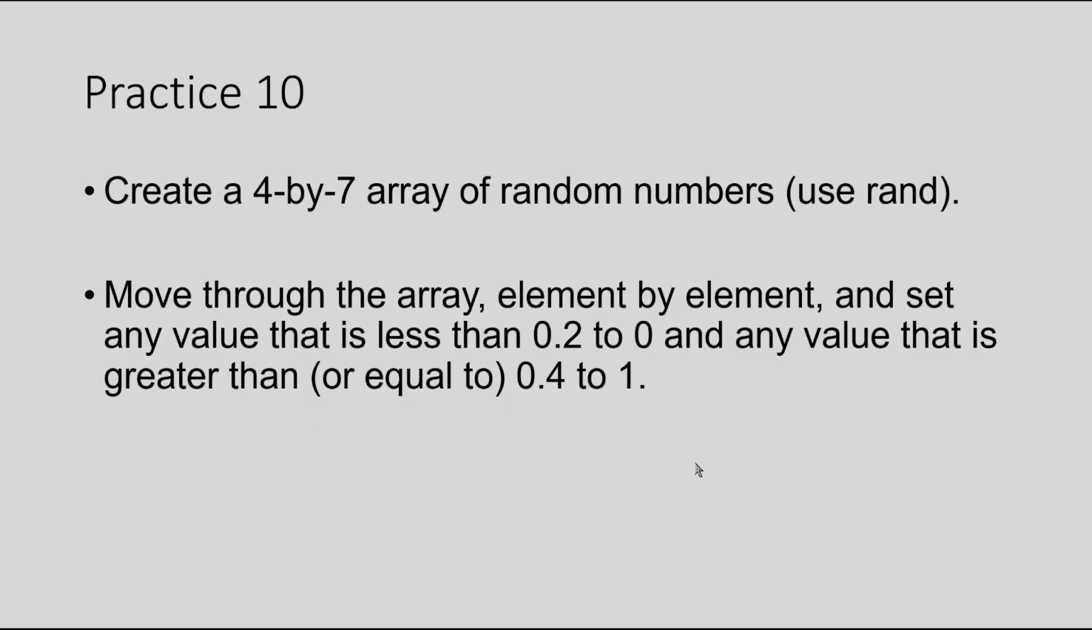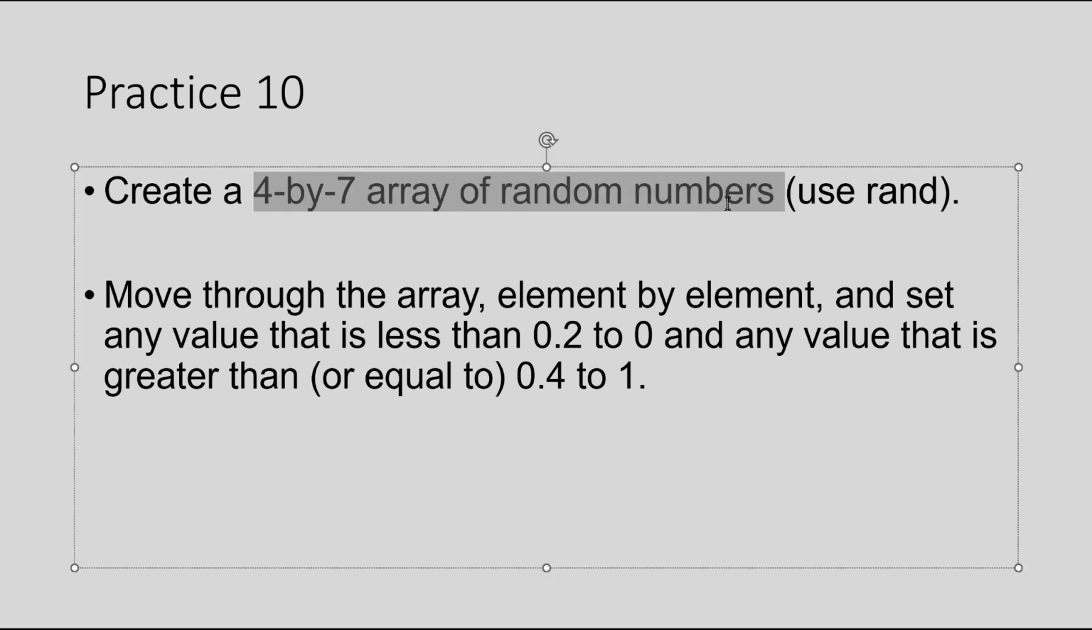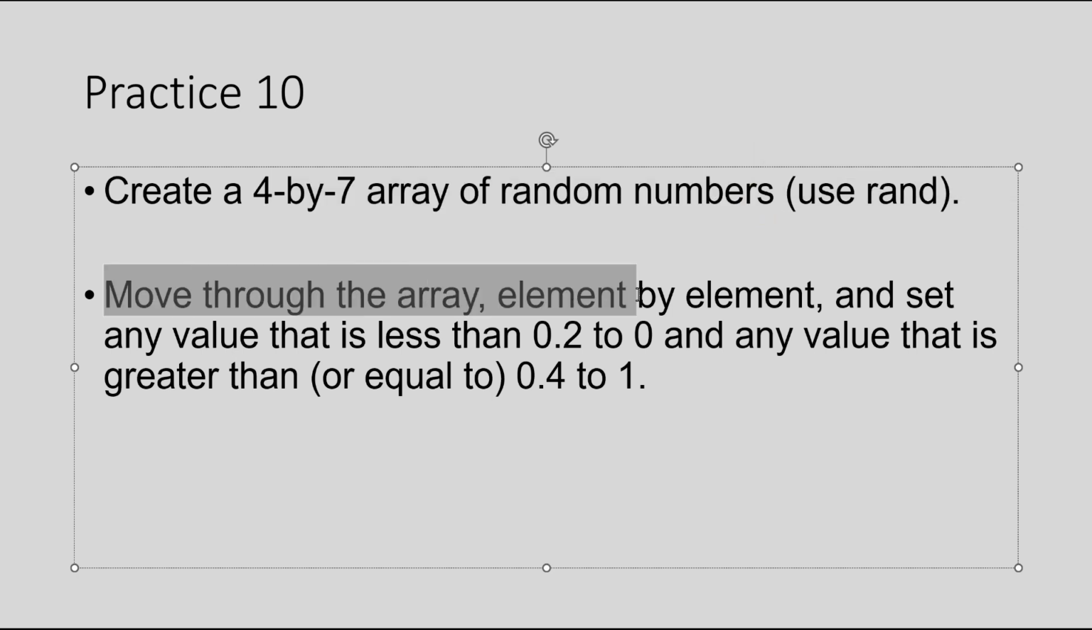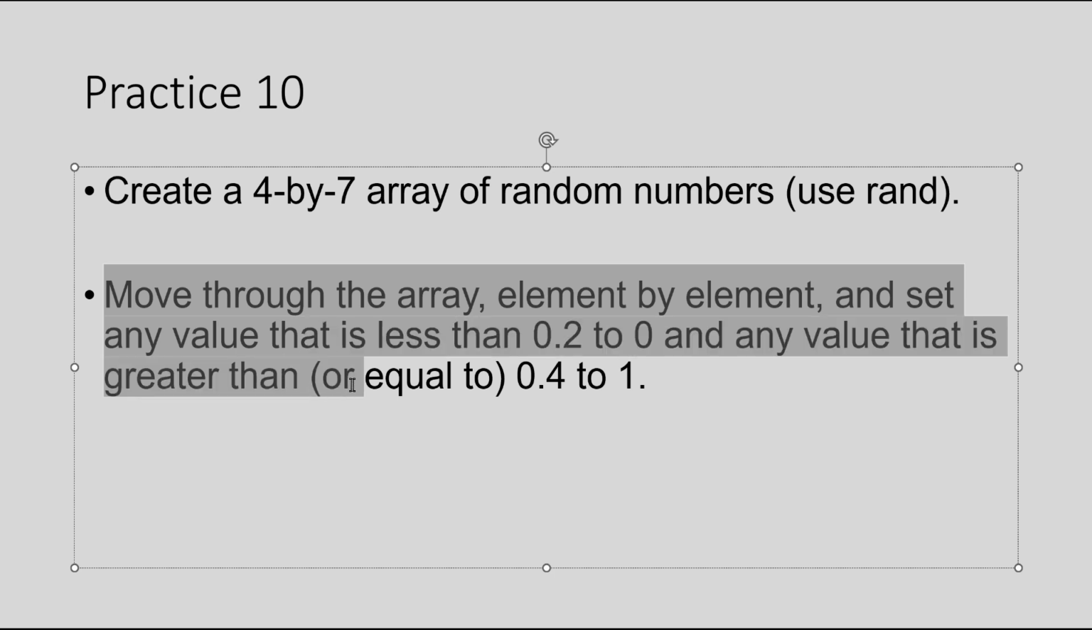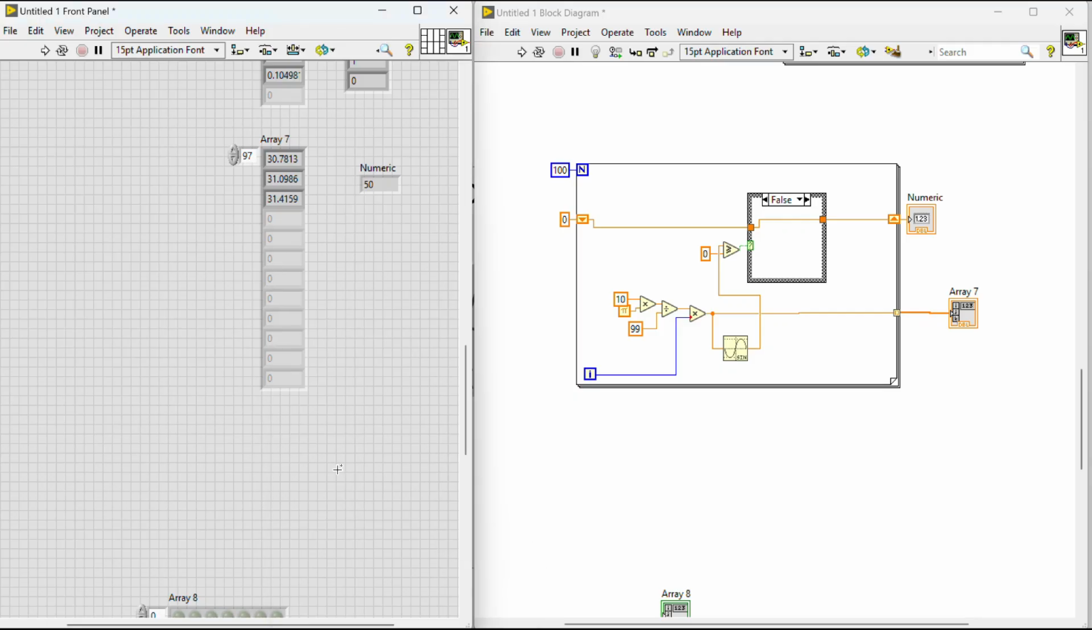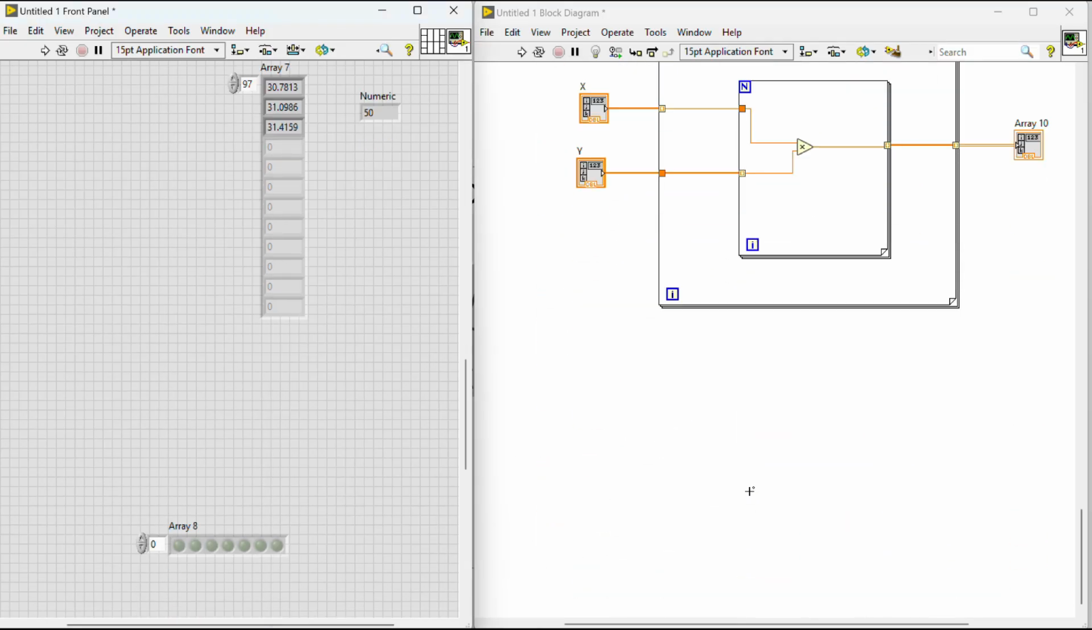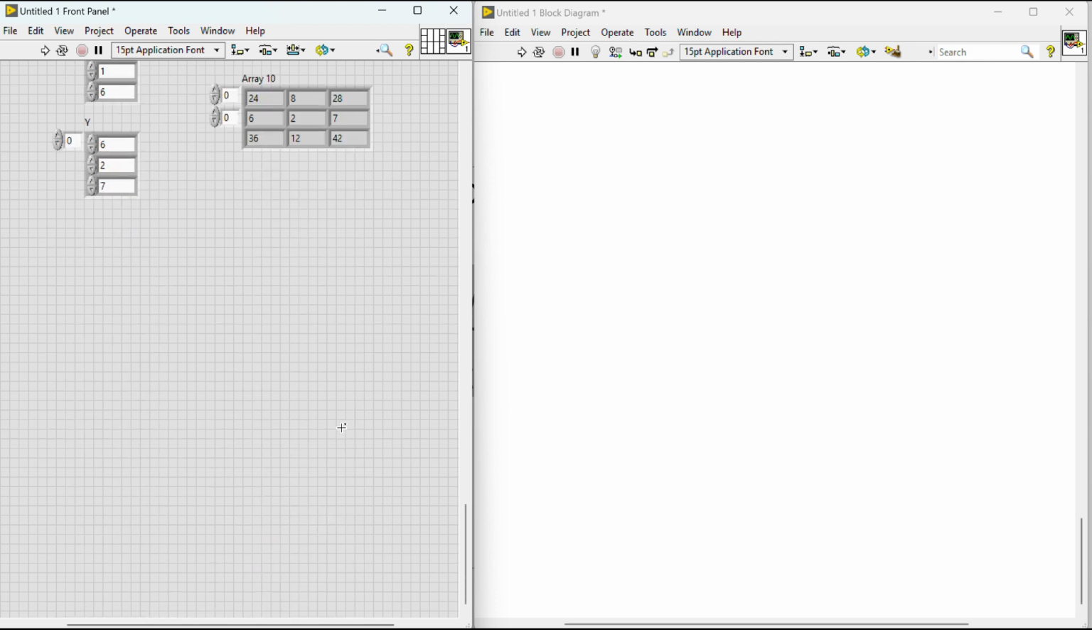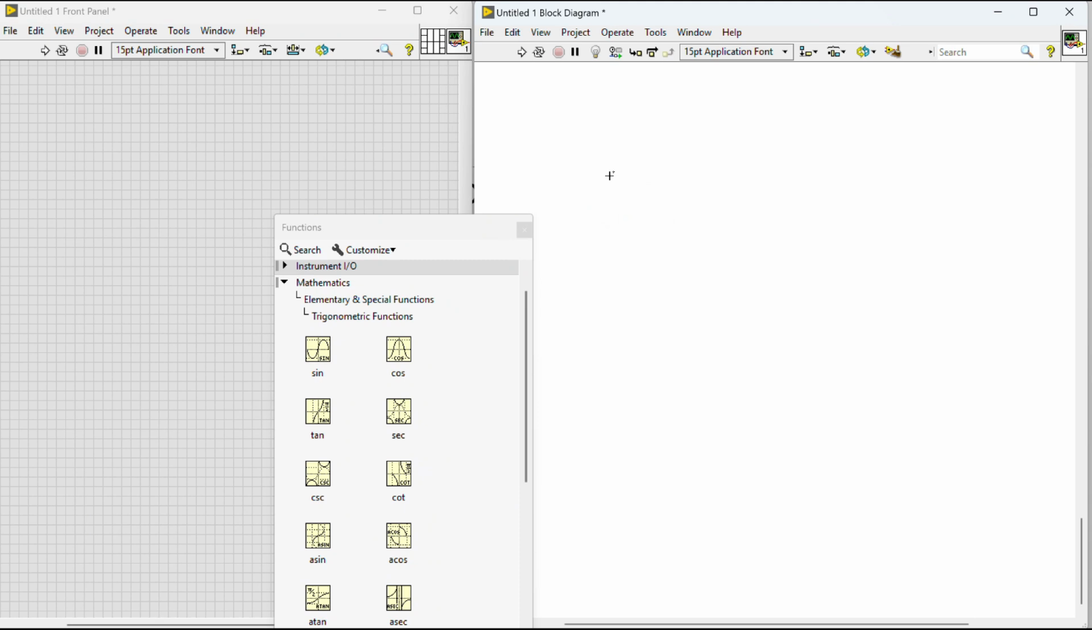In practice 10, we create a 4x7 array of random numbers, and then move through the array element by element and set any number that is less than 0.2 to 0 and any value that is greater than 0.4 to 1. I think we already did a pretty similar practice before, but let's try to implement this logic in LabVIEW. So we want to make a 4x7 array using the for loop, using the random number generator.